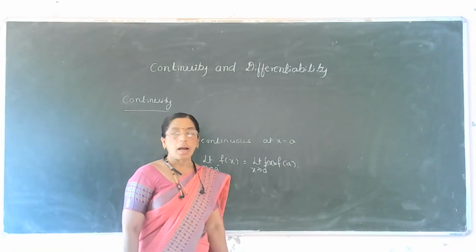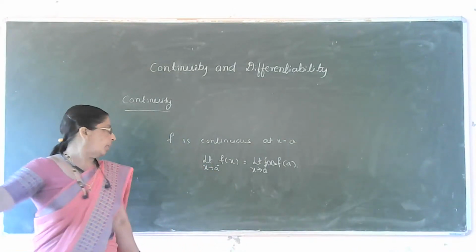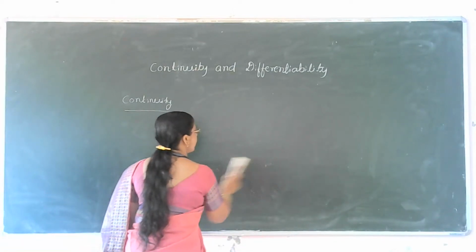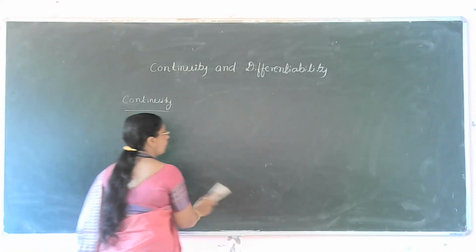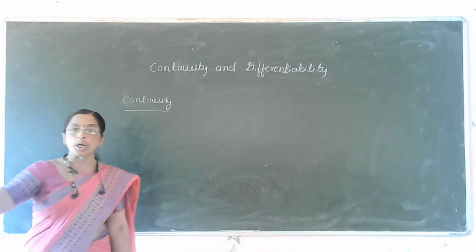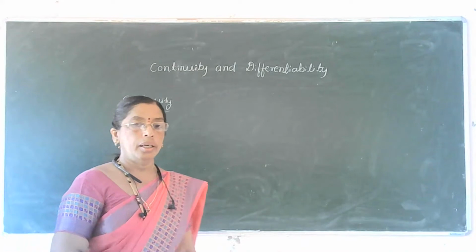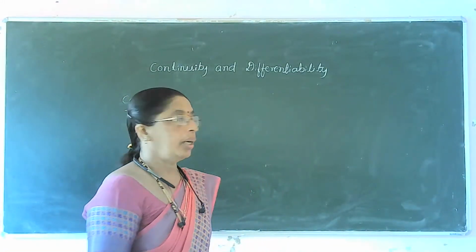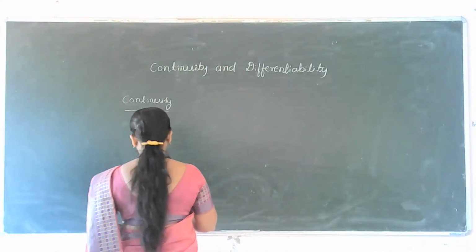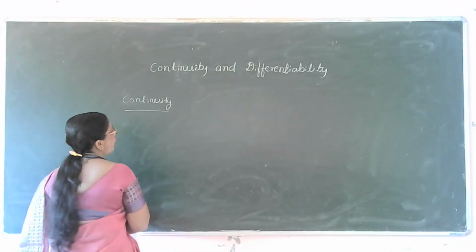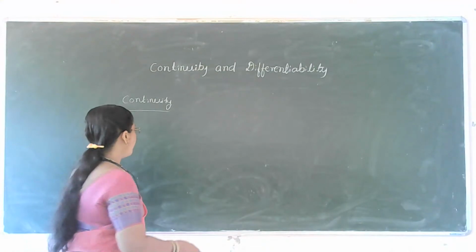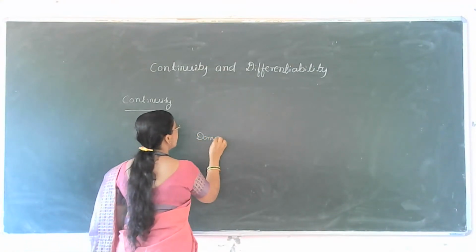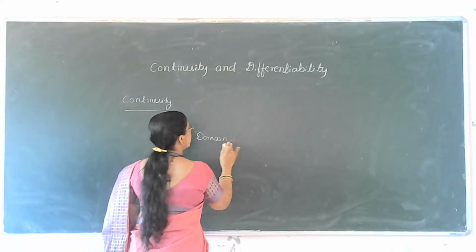I told another definition of continuity. The function f of x is a continuous function. It means it is continuous everywhere, the function is continuous at any point of the domain of f.